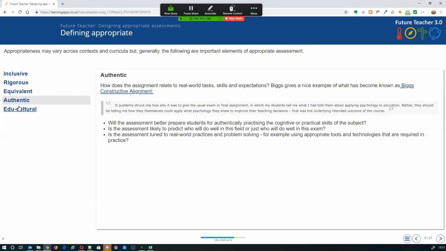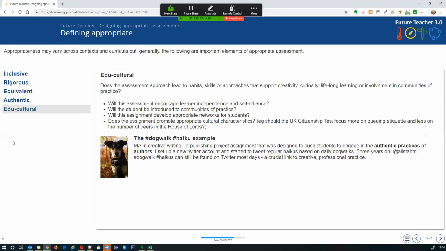The last one, I've called this the educultural because it's something that's quite close to my own heart, which is, am I teaching somebody in order to get them a qualification, or am I teaching someone in order to transform the way they look at the world and they look at the subject that I'm passionate about?